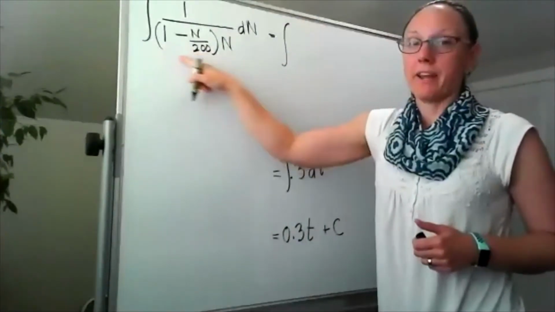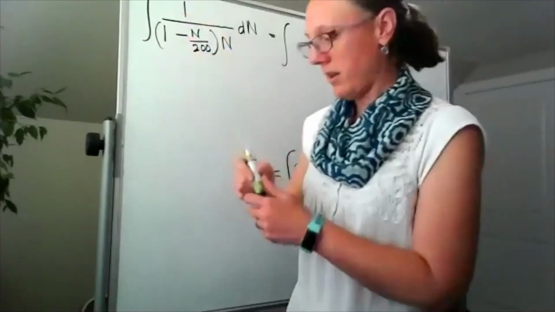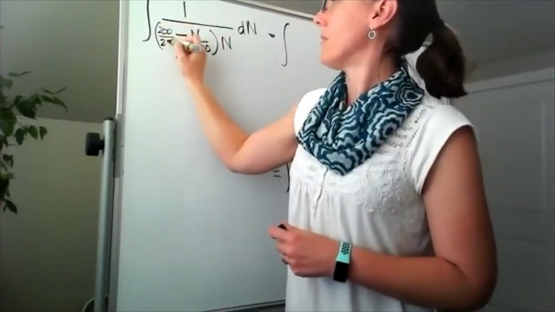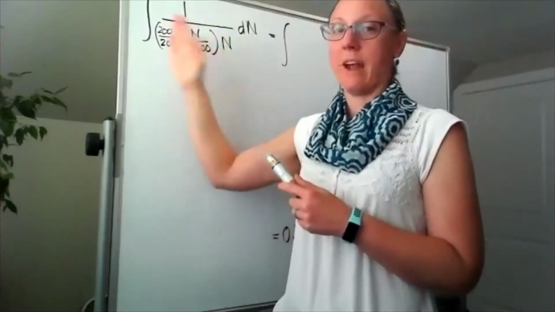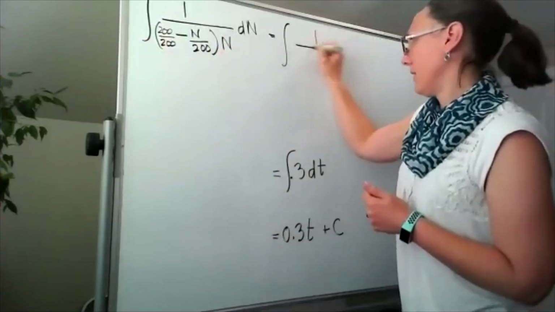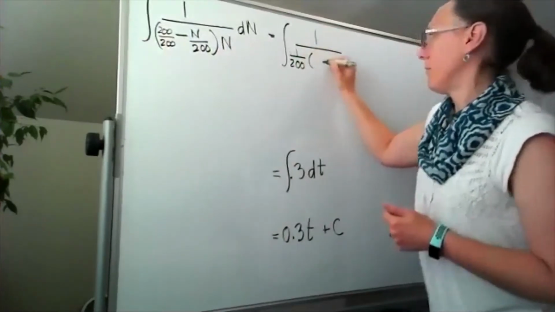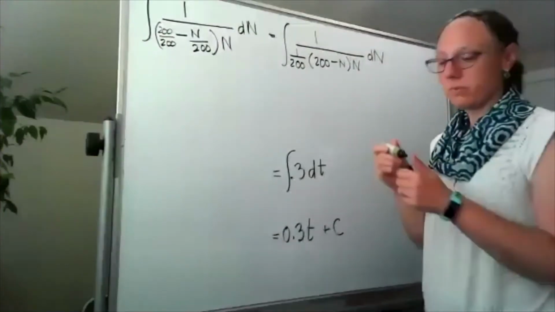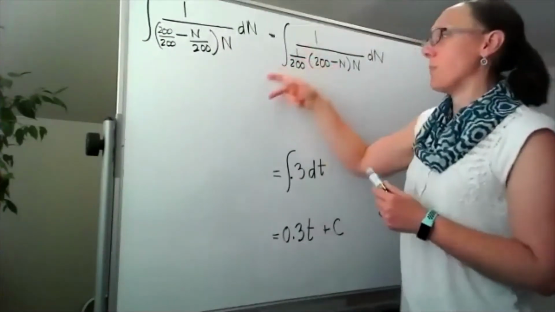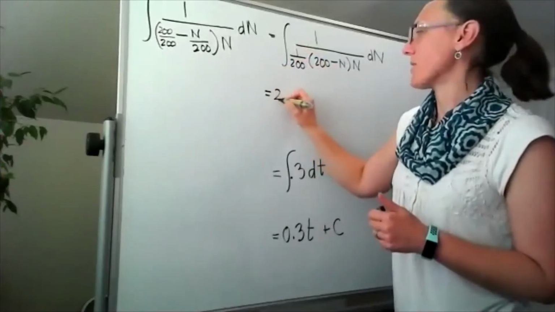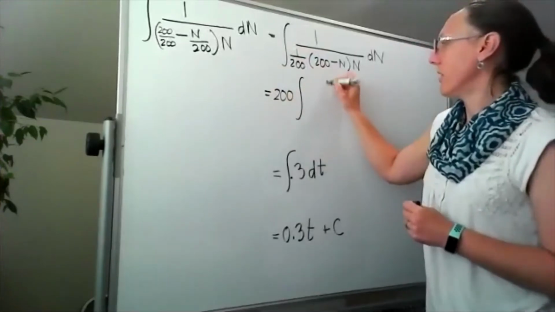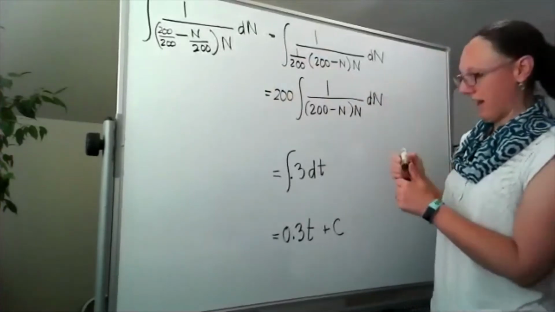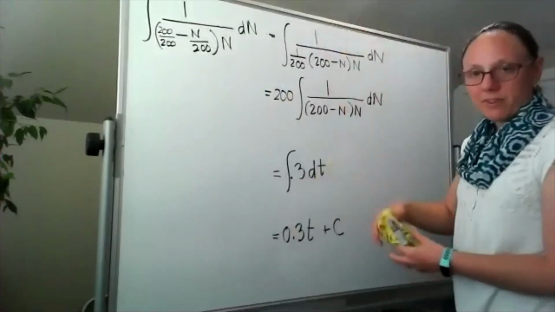I'm going to get a common denominator inside of this by turning that 1 into a 200 over 200. And that's going to allow me to factor out a 1 over 200 in the denominator. Dividing by 1 over 200 is the same as multiplying by 200 out in front. So this becomes 200 times the integral of 1 over (200 minus N) times N dN. We'll remember this when we need it later.